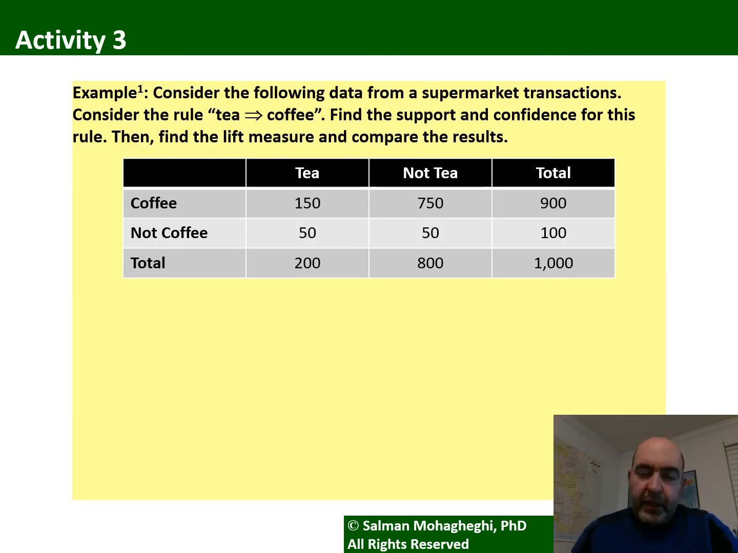Okay, so imagine we have this data set that is obtained from a grocery store out of a total of 1,000 customers. We have looked into people who have bought both tea and coffee, or one of them, or neither one of them. And we have listed them in this table. What we're interested in is this particular rule, tea, then coffee. And what I would like you to do is to calculate the support, the confidence, and lift for this rule and compare the results. So again, please pause the video, work through this exercise, and when you're ready, hit play.